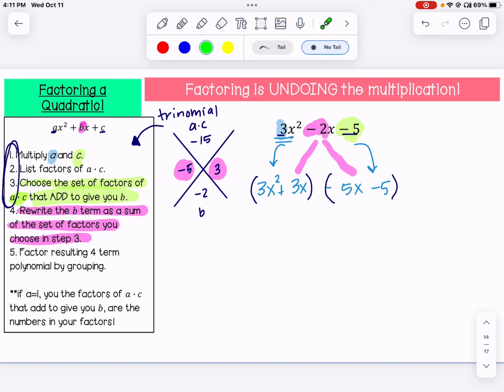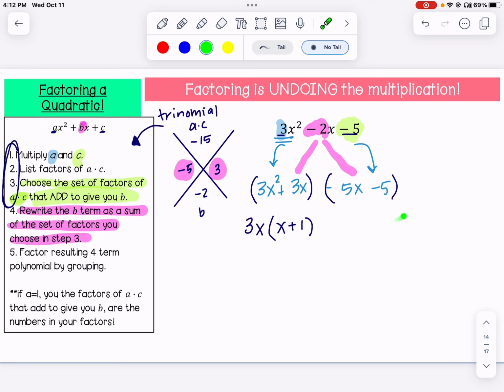So 3x squared and 3x both have a 3x in them, so I'm going to factor that out to the front. 3x squared, if I divide out 3x, I'm left with just x. 3x, if I divide out 3x, well, 3x divided by 3x is 1.